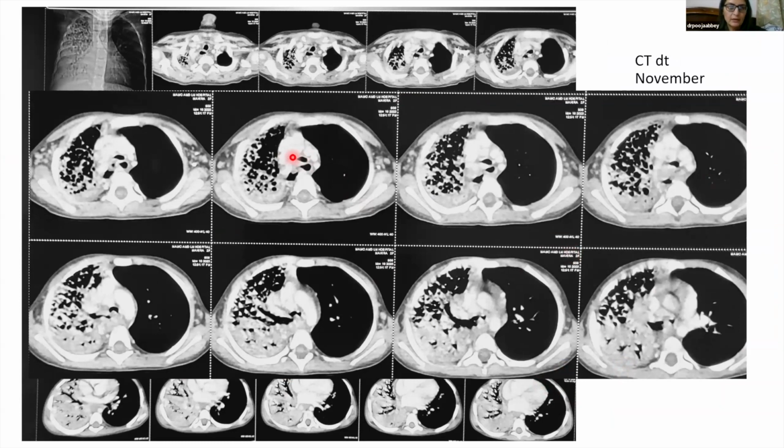So what are we seeing here? This is the trachea, this is the esophagus. Then what is this? There is this abnormal air which is seen in the paravertebral location on the right side in the mediastinum. So this should not be here. So we thought of an abscess.